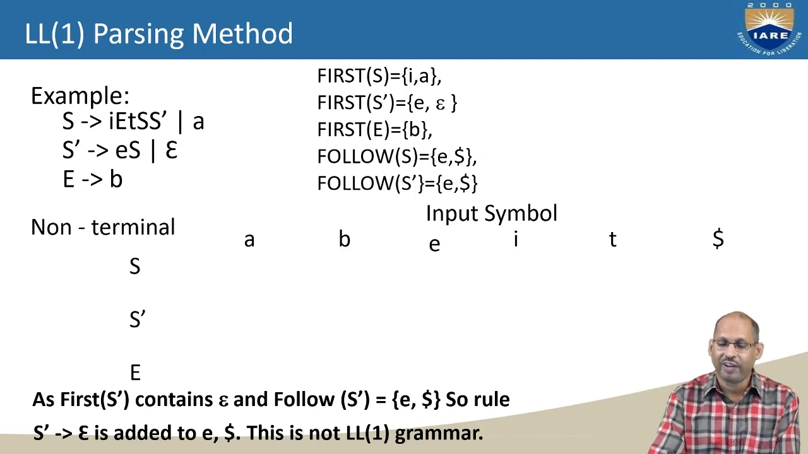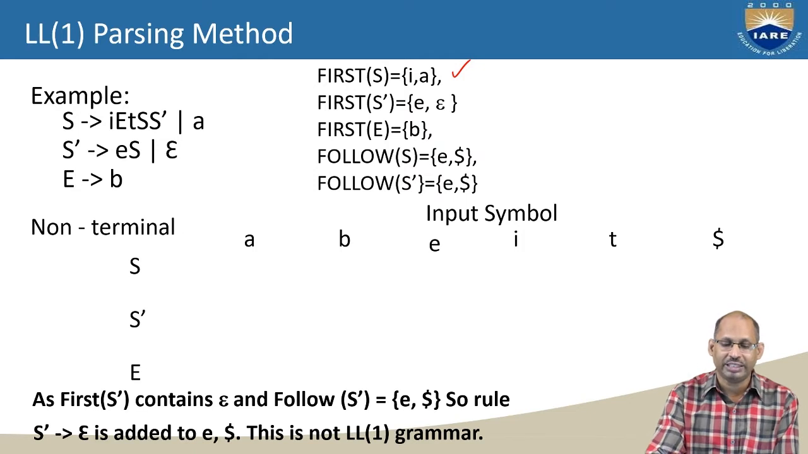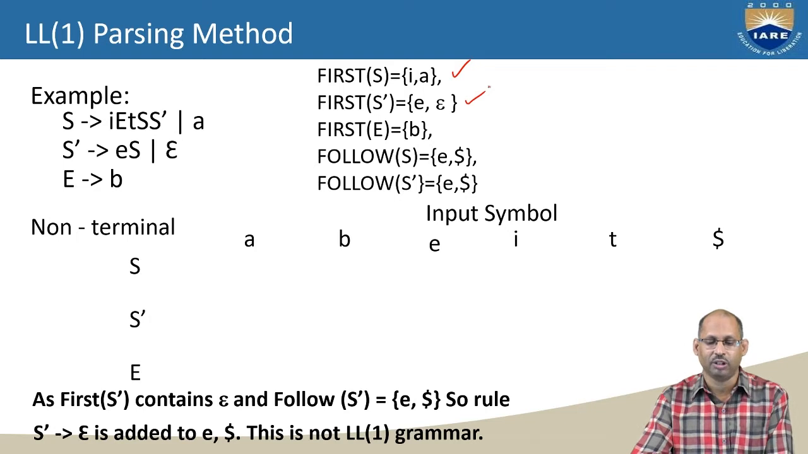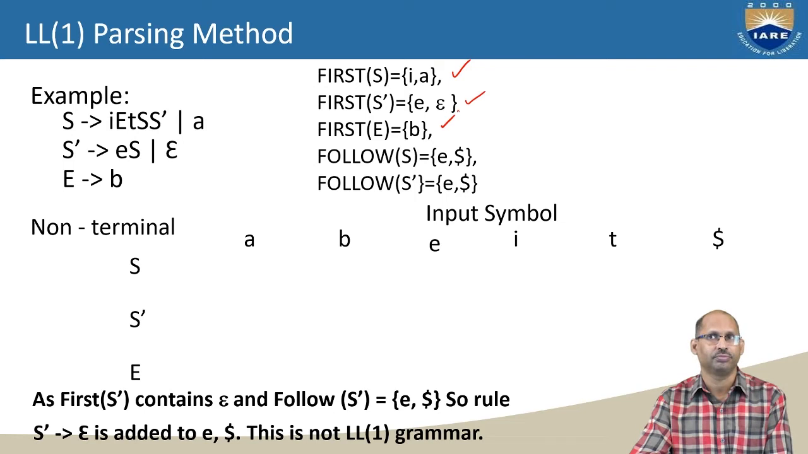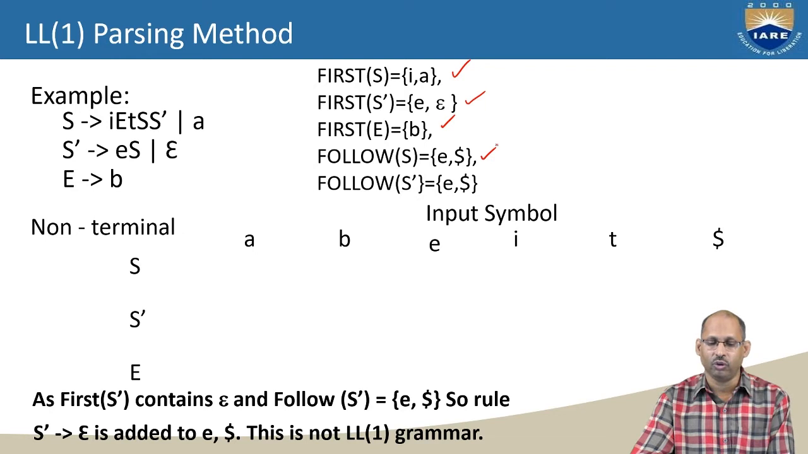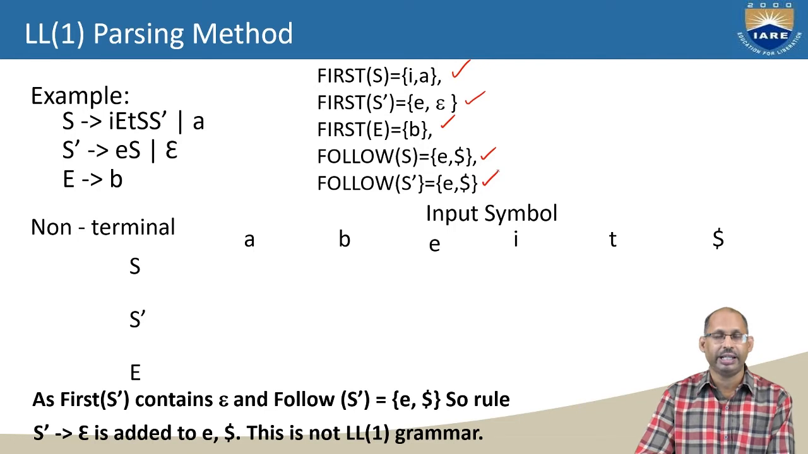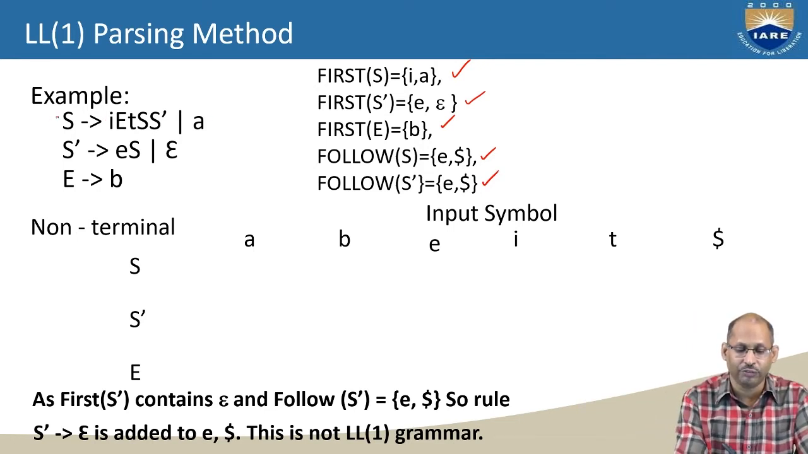Here, first of S is i, a. First of S dash is e and epsilon. Then first of B is b. Then follow of S is e and dollar. Then follow of S dash is e and dollar. Here, for the first and second productions of the variable S, i intersection a is phi.